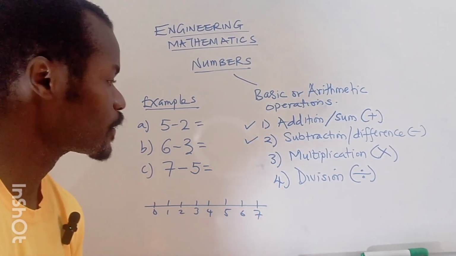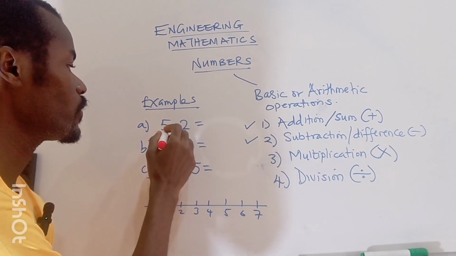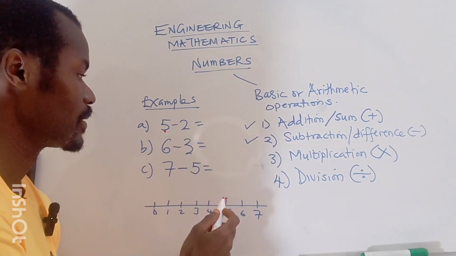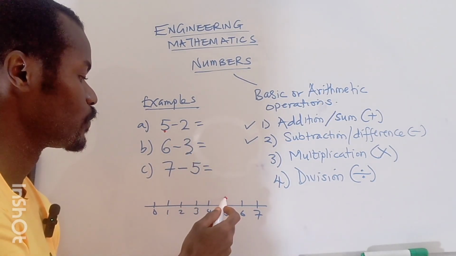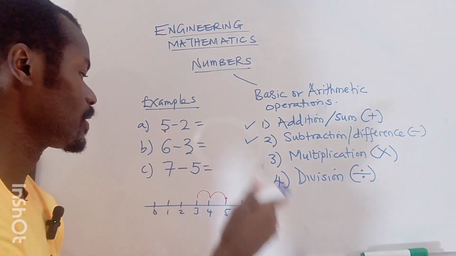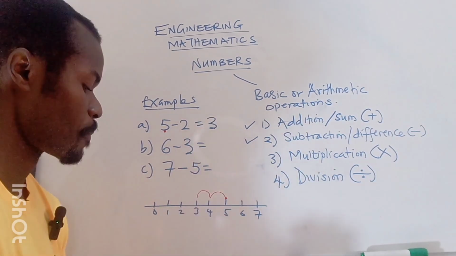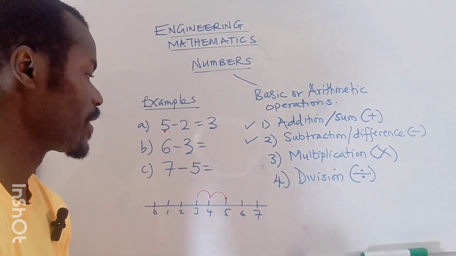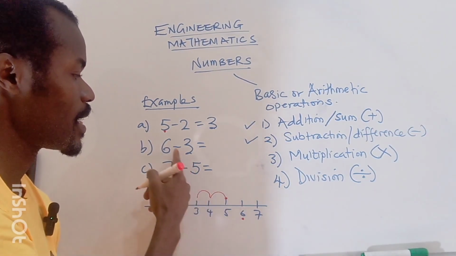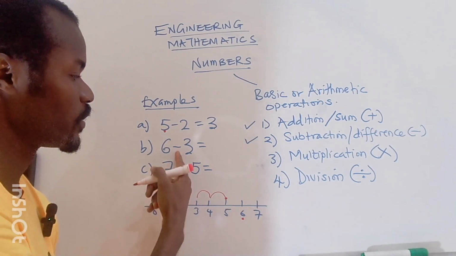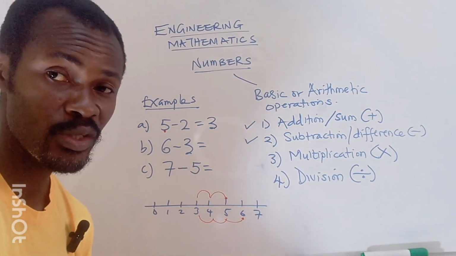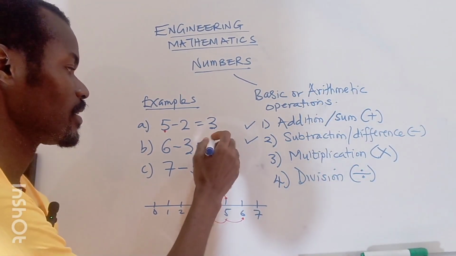Now for the first one, we have 5 minus 2. So from 5, we are going to count back. We are going to move 1, 2. So that gives us 3. What about the next one? We have 6 minus 3. So we have to start from 6 and remove 3. So we are moving back 1, 2, 3. Since we stopped at 3, 3 is the answer.